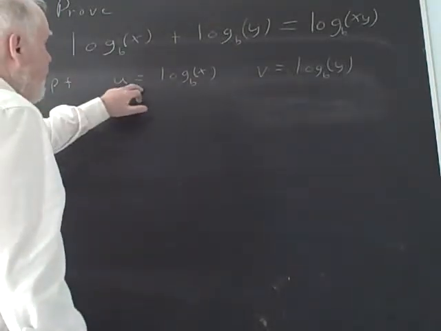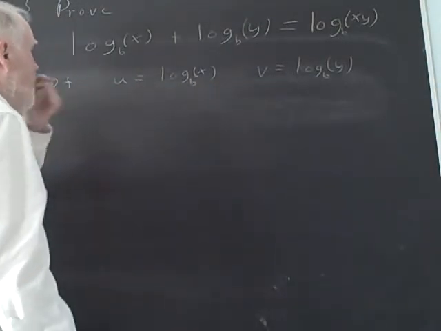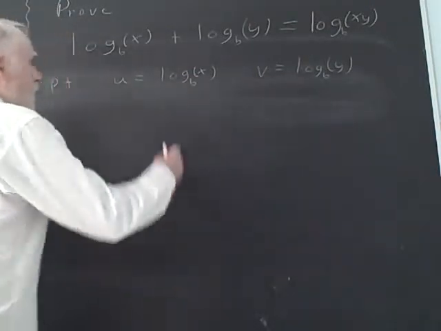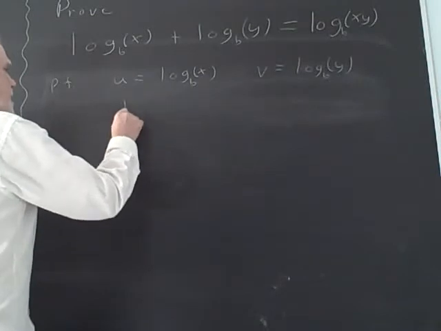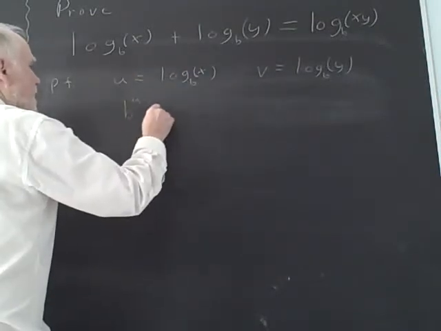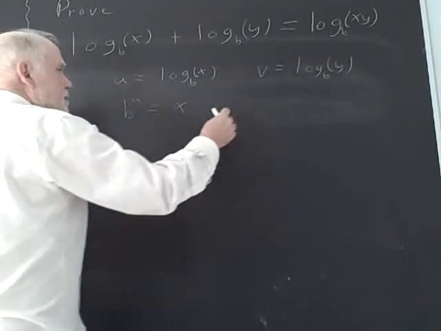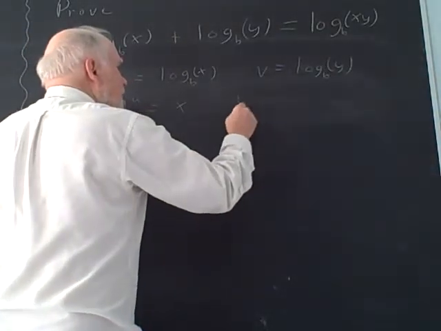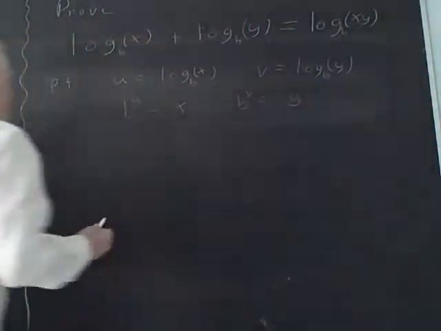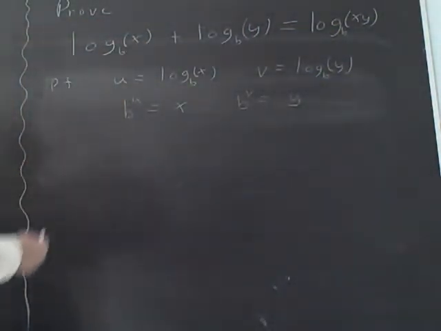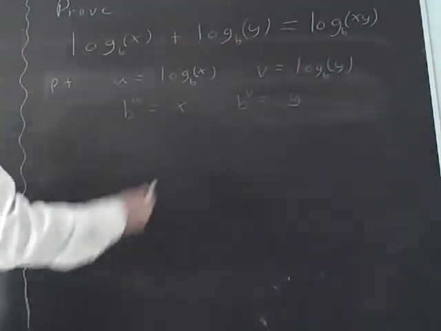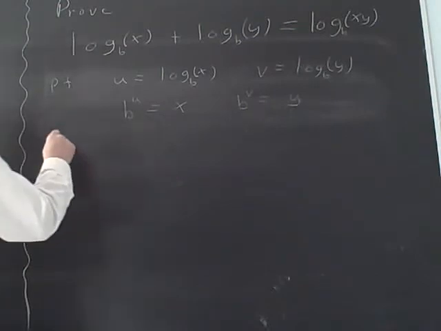And then if these substitutions are made, I can use the definition of the logarithms to turn each one of these into its exponential form, or the equivalent statement as it's sometimes called, that b to the u equals x, and b to the v equals y. Now, I'll start with this side, and I'll show that it equals the sum. And once I do that, of course, you can reverse it.